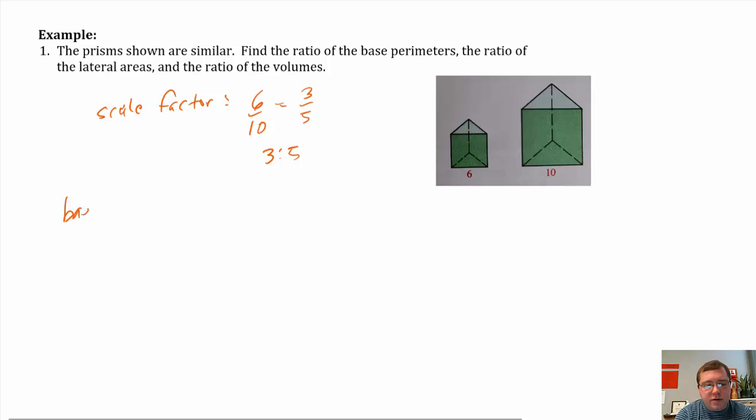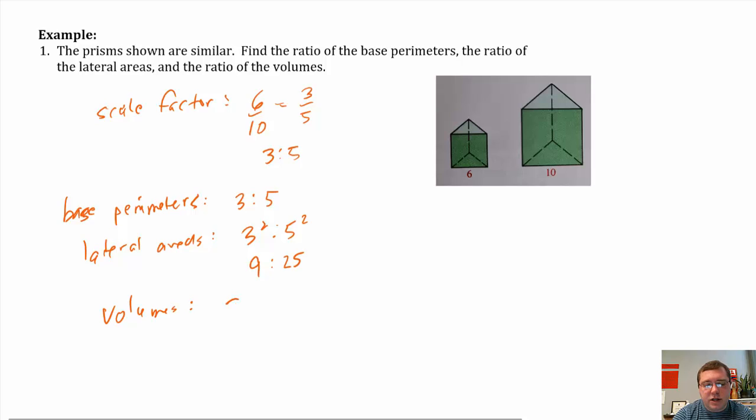So the base perimeters, which would be the perimeter of the triangle that's at the base of each of these, have a ratio equal to the scale factor, 3 to 5. The lateral areas, if you look at the theorem, have a ratio equivalent to 3 squared to 5 squared, which would be 9 to 25. And the volumes have a ratio equivalent to 3 cubed to 5 cubed, which would be 27 to 125. Simple enough. If it's area, square both of the numbers in the scale factor. If it's volume, cube both of the numbers in the scale factor.